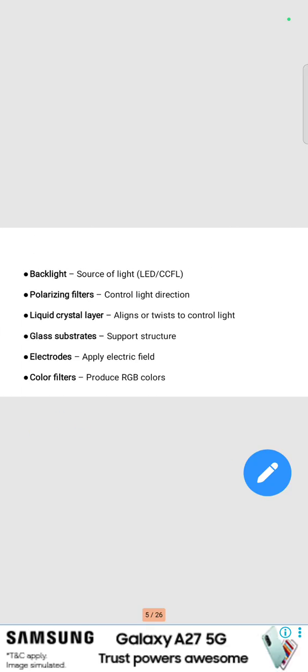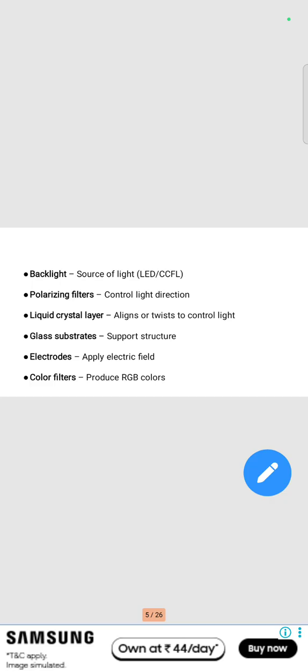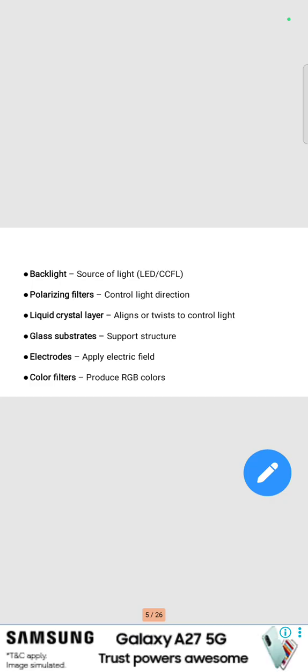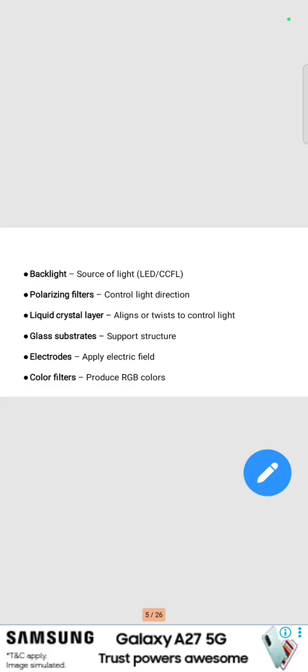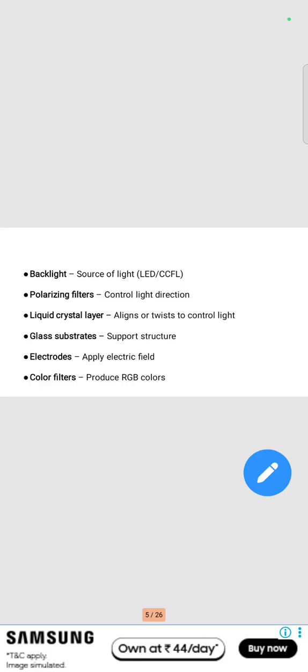Polarizing filters, we can say polarizer, POL, is otherwise called polarizer. Simply remember this: the polarizer is to control the light direction. How does it control the light direction? This polarizer is an optical filter. What is a filter? It rejects the unwanted things, right? Optical indicates light. Optics means light.